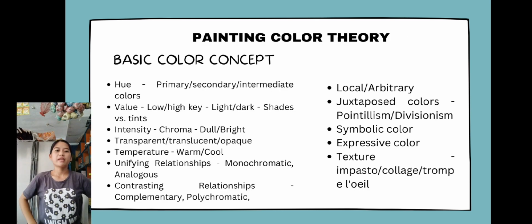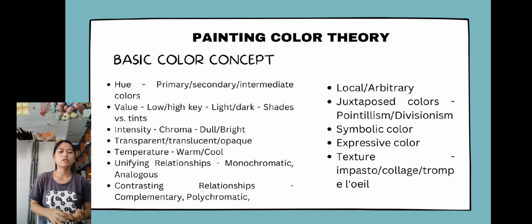Next is painting color theory. Basic color concept. The first one is hue: primary, secondary, intermediate. When we say primary colors, it's red, blue, and yellow. Secondary is the mixing of two colors, while intermediate is the result of mixing a primary and a secondary. For example, red-orange is an example of an intermediate color.